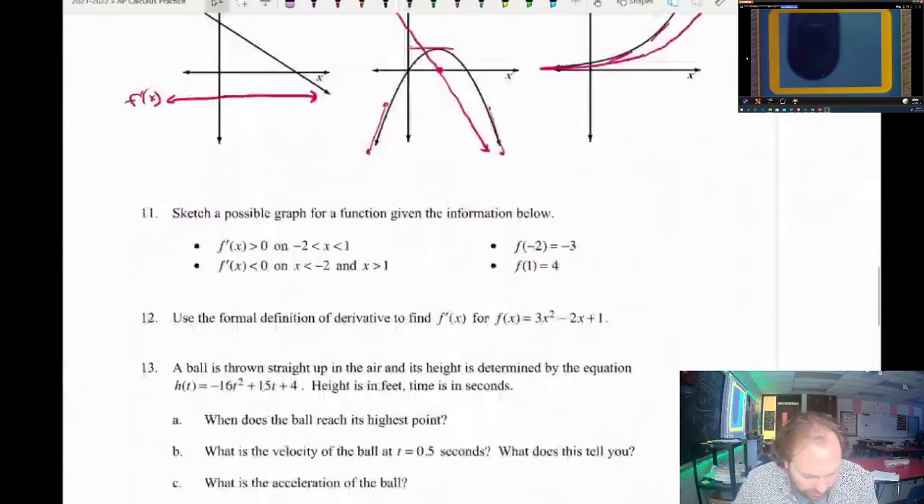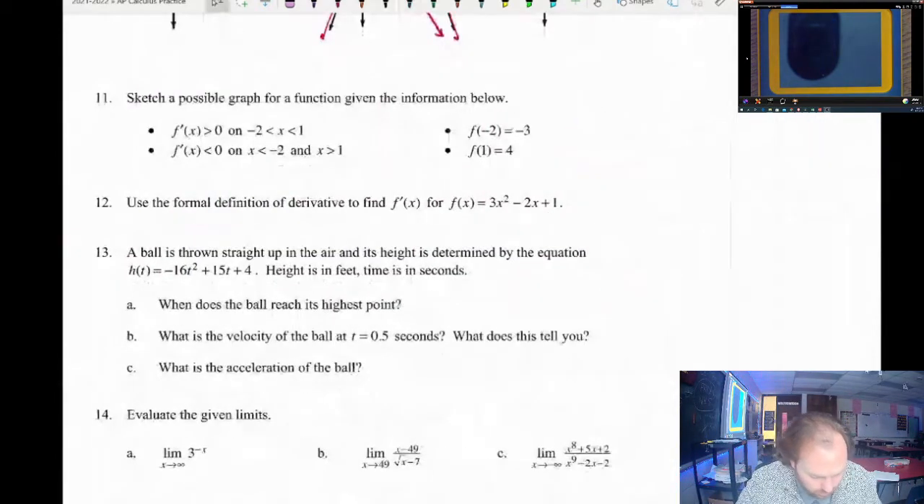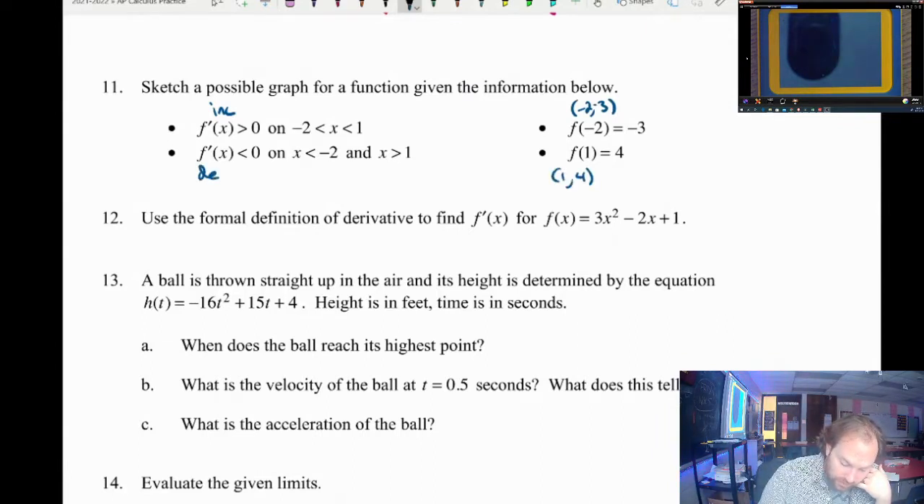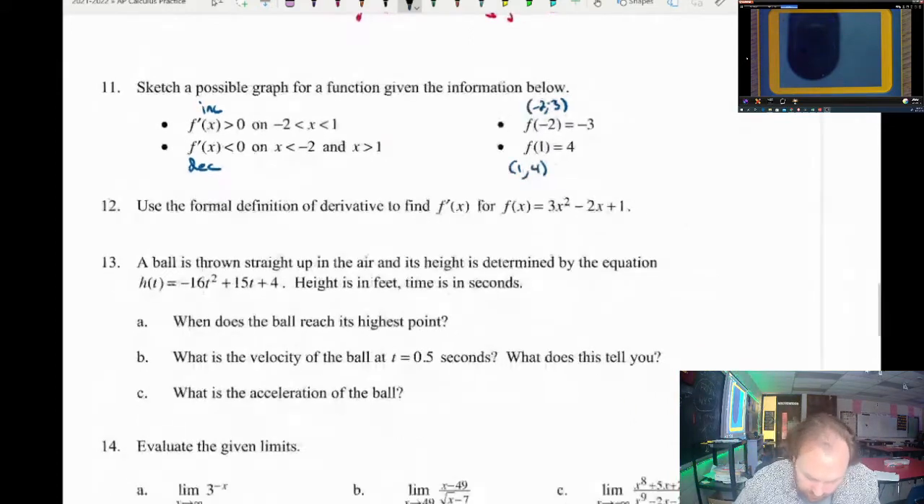Question 11. Sketch a possible graph for the function given the information below. So we are going to sketch a graph that is increasing from -2 to 1. We're going to sketch a graph that has this point on it, -2, -3, sorry. It's going to have the point 1, 4 on it, and it's going to be decreasing on the rest of those ranges. So let's go ahead and make this sketch happen.